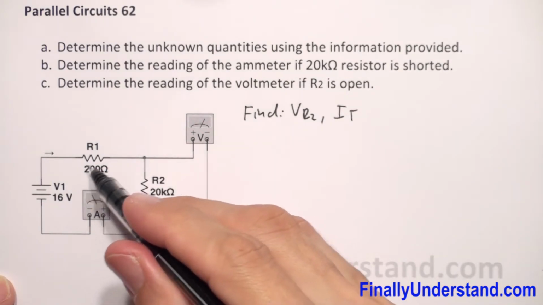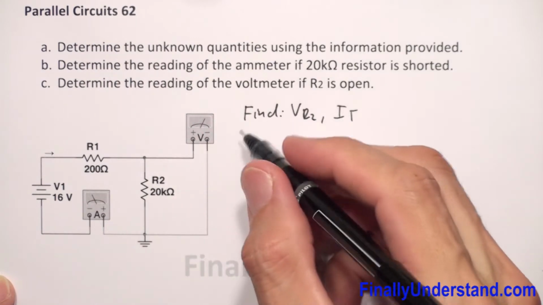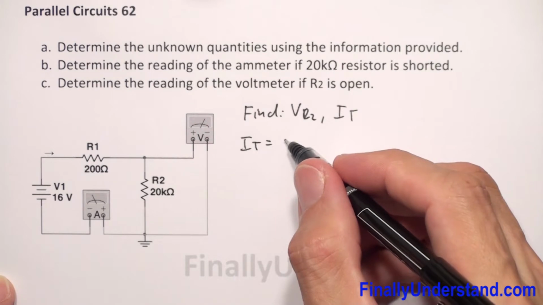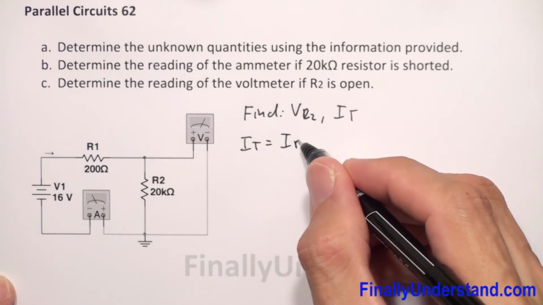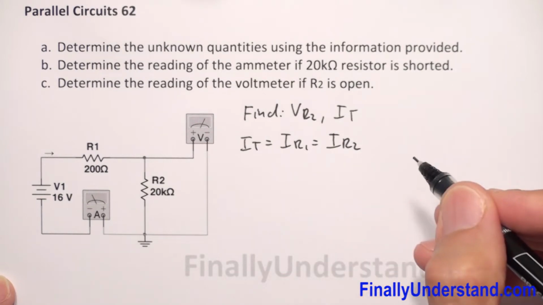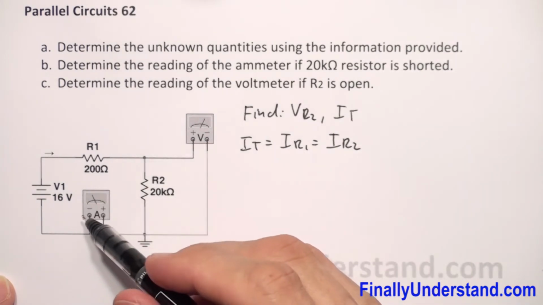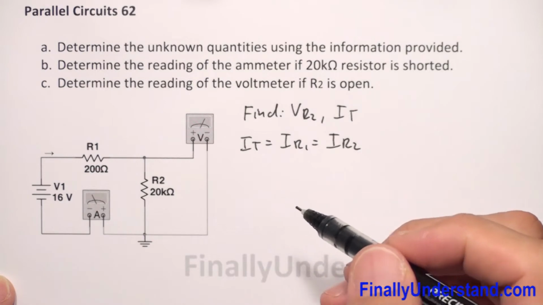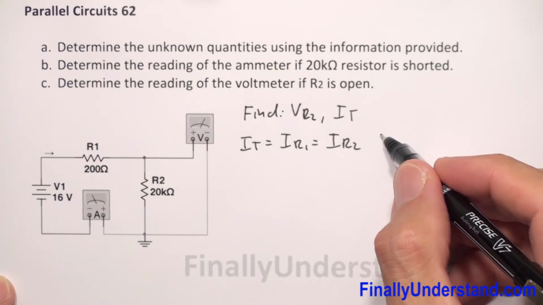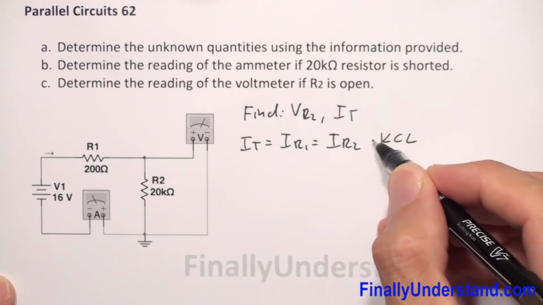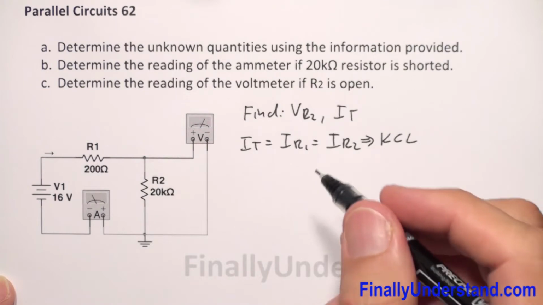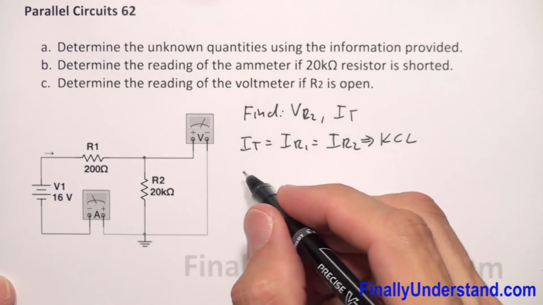Please notice again that we have a series circuit. It means that I total is going to be equal to I R1, and this is also equal to I R2. This is simply my KCL, Kirchhoff's current law, for this circuit. Now, in order to do so, we're supposed to find the total resistance.